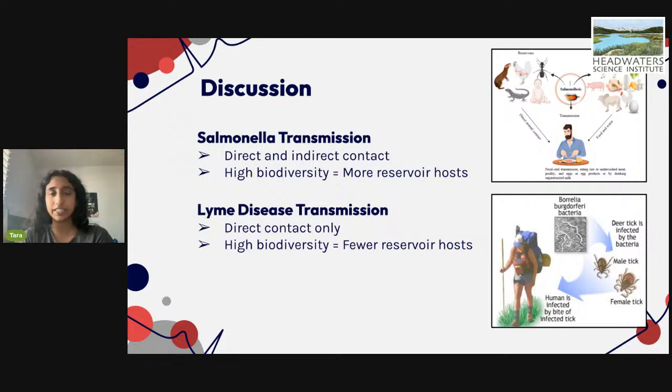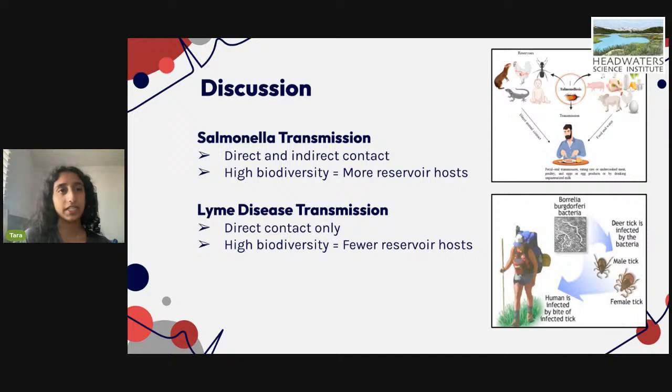Okay, so we had initially hypothesized that the dilution effect would apply to both diseases. However, the results showed that the amplification effect occurred for Salmonella, so increased biodiversity led to more cases of Salmonella. What I didn't consider when forming my hypothesis was that Salmonella can spread to humans both directly and indirectly. So there was a wide variety of sources of Salmonella, and a majority of animal species are capable of carrying Salmonella. So increased biodiversity meant that the added species had a really high chance of being a host for Salmonella, which led to more exposure and higher Salmonella risk for humans.